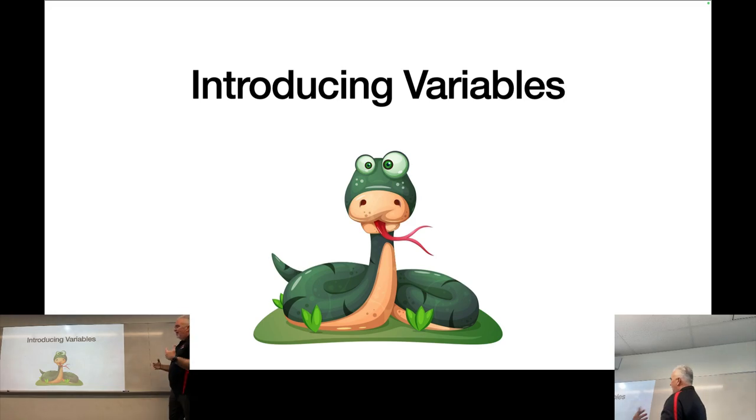Okay, so let's get into some actual code kind of stuff. The most basic thing of every computer language is a variable. Now, a variable is probably not something you're completely unfamiliar with. If you've had algebra or any math above algebra, you probably understand the idea of a variable like x equals something.